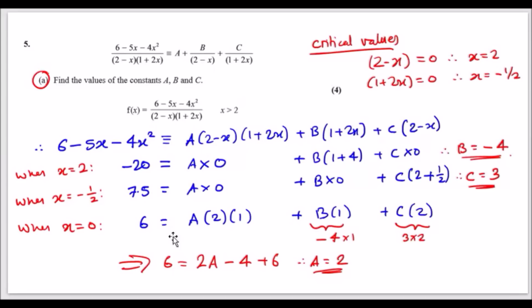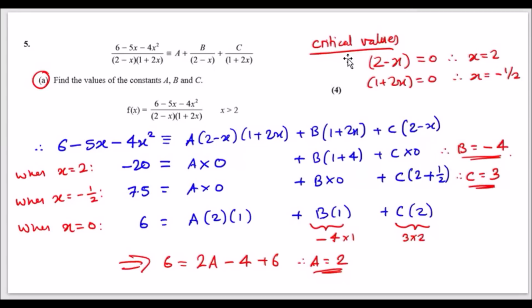So let's use our critical values. When x equals 2, what happens? The left hand side, plugging in 2, will reduce to minus 20. On the right side, if you put in a 2 here, 2 minus 2 is 0. So the trick is to get everything to 0 except one term. So this becomes 0. When you plug in 2 here, you get 1 plus 2 times 2, so you get 5 essentially. Put 2 here, this becomes 0. So you're left with minus 20 equals 5B. And solving that, you get B equals minus 4.